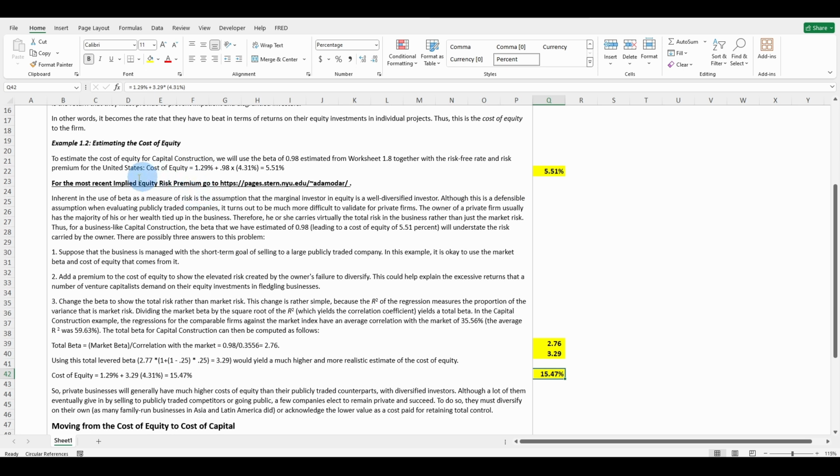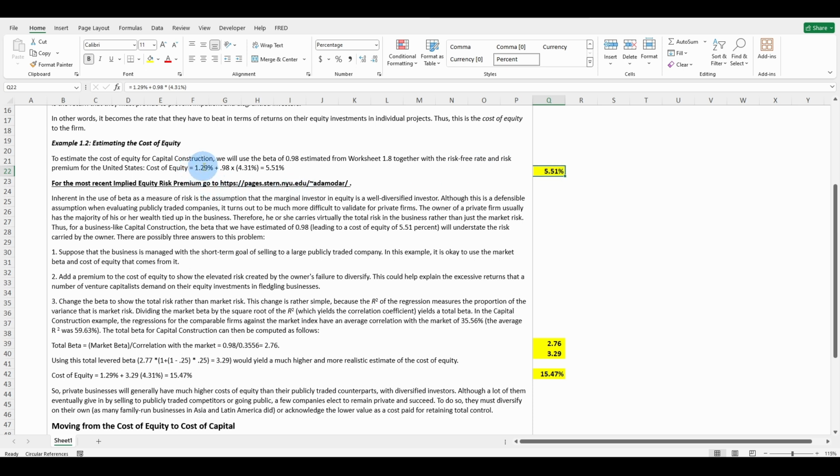Estimating the cost of equity. To estimate the cost of equity for capital construction, we will use the beta of 0.98 estimated from 1.8 together with the risk-free rate and risk premium from the United States. Cost of equity is equal to 1.29 plus 0.98 times 4.31 equals 5.51.